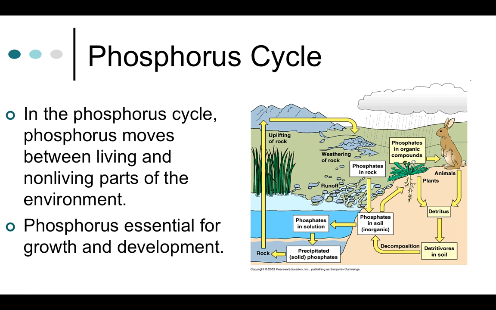So phosphates are used by plants. We eat the plants. Plants die. We die. There are detritivores or decomposers in the soil, which decompose us and plants and put phosphate back into an inorganic form. The phosphates go into solution, precipitate into solid phosphates, into rock, and the phosphates come back out as rock. So that is a cycle.